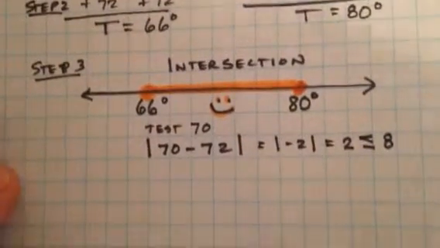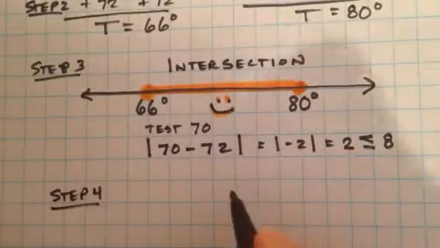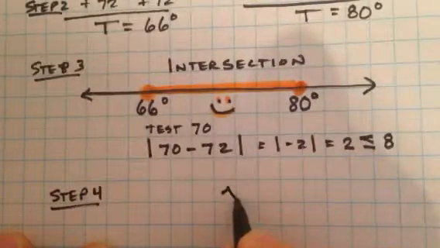So last step, step 4, is write our answer. So we have an intersection. We know how intersections are set up.